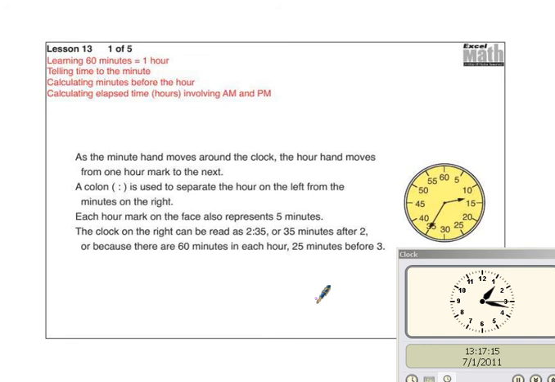Sixth grade Excel, lesson number 13. We're going to be looking at time, clocks and time today. And so here we go.